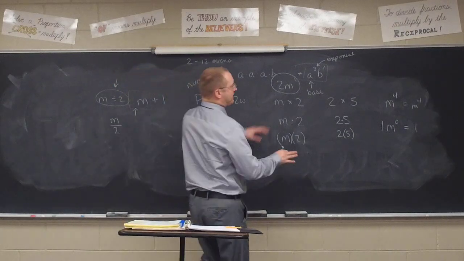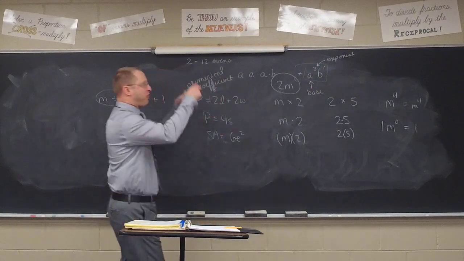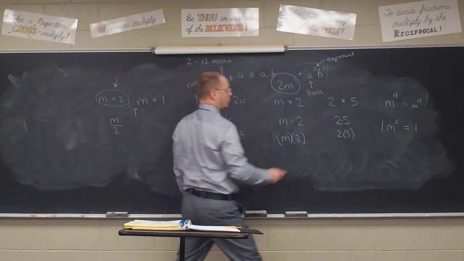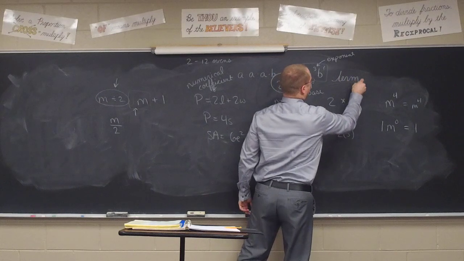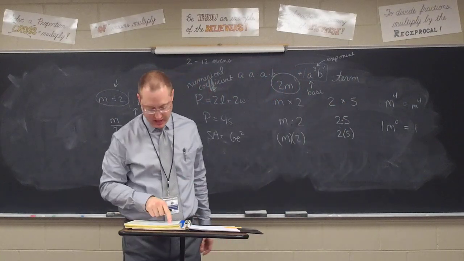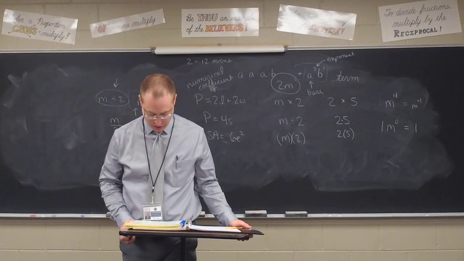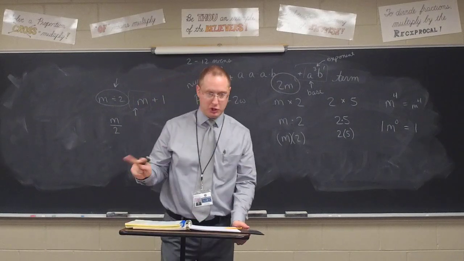Now, what I have here with this positive 1a cubed b to the 1st, that thing is referred to in algebra as a term. A term is a group of factors all together. And you see that there under terms. A term is a group of one or more factors. Now, there are 2 different types of terms.